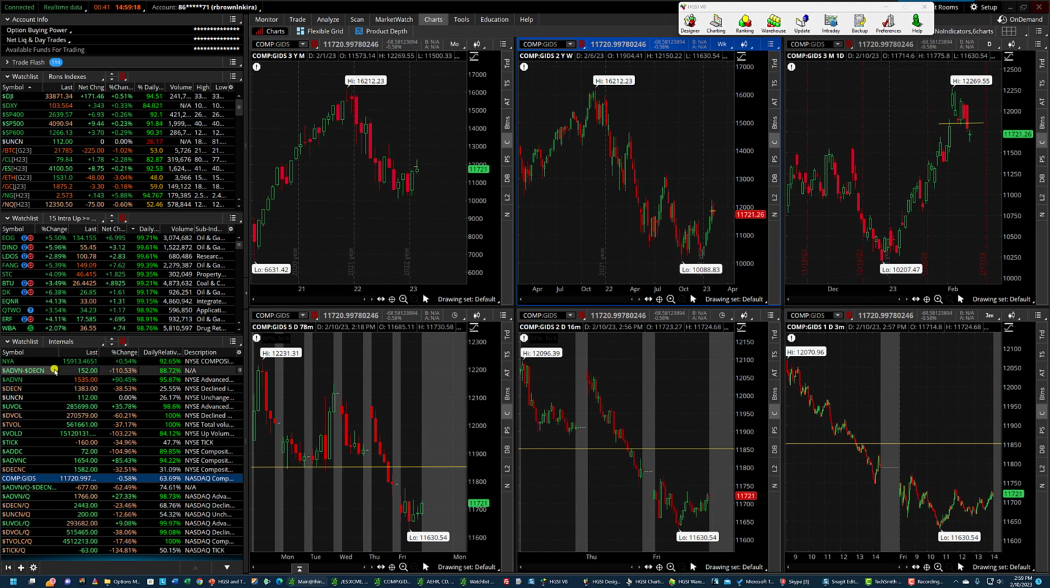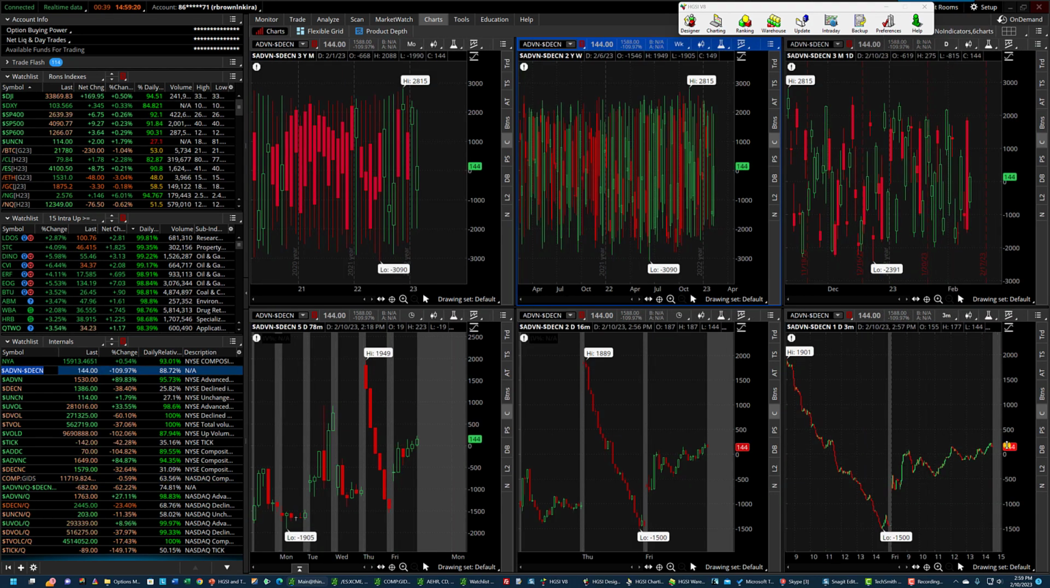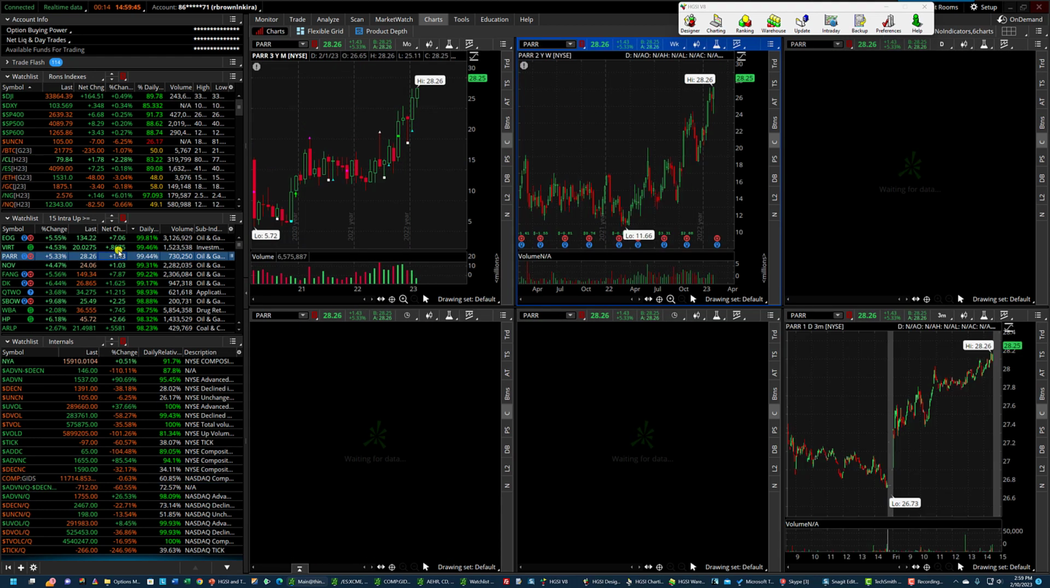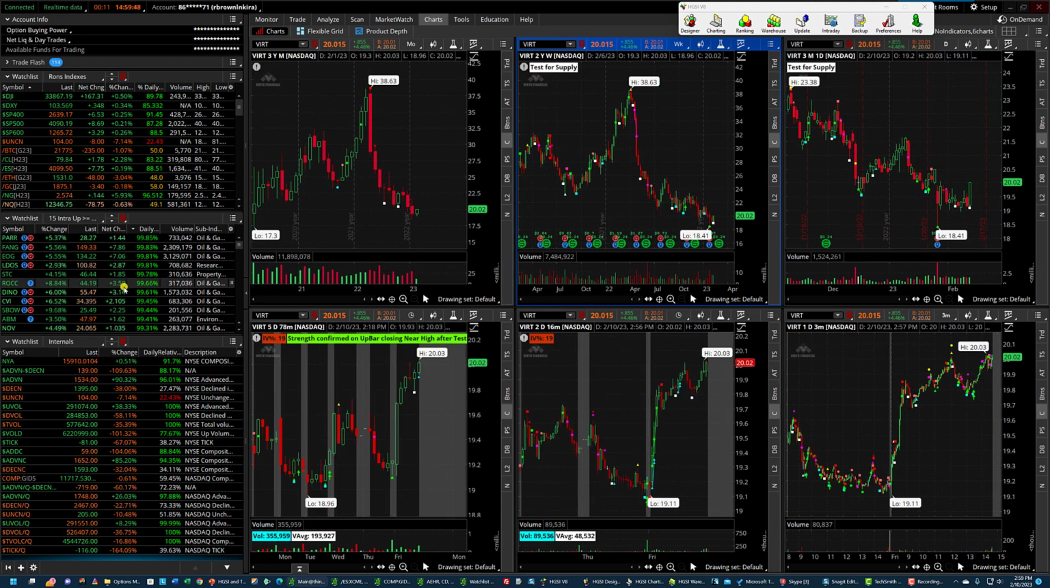Let's look at the AD line. It's still positive on the New York, still pretty negative on the NASDAQ. You can see it on all of these charts. That's it. I just want to show you how you can bring this information into the software thinkorswim from HGSI, and then you can do your analysis or trading from here.